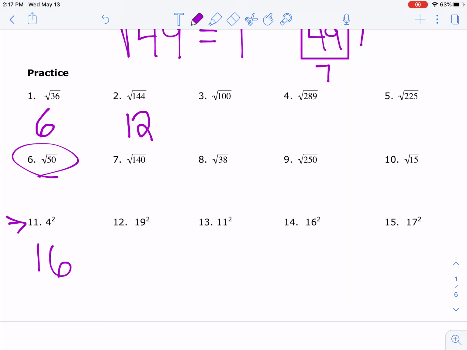Number 6, the square root of 50. I don't know any whole numbers that when multiplied by themselves gives me 50. Because 7 times 7 gives me 49, but 8 times 8 gives me 64. So that means this one's going to be a decimal. So when you put in the square root of 50, you're going to get 7.07. The same thing with 38. I know that 6 times 6 is 36, and then 7 times 7 would be 49. So 38 has to be between 6 and 7. It's a decimal. It's 6.16. I'm rounding to the nearest hundredth.